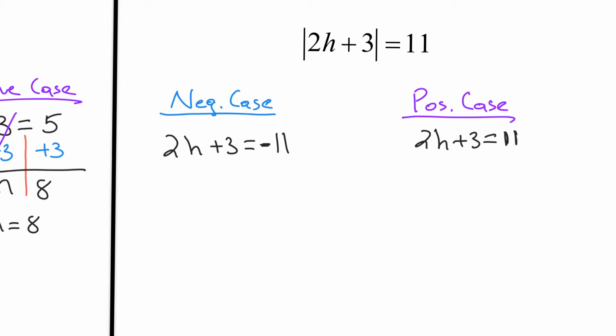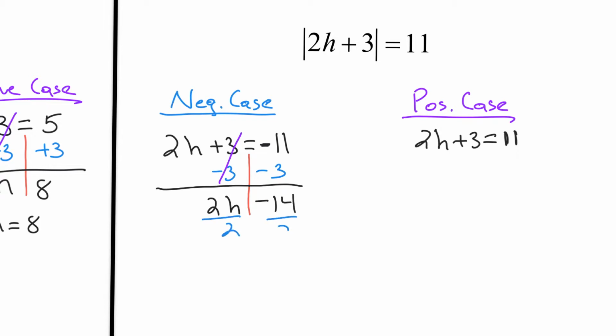For the negative case, I have what's inside of the absolute value, 2h plus 3 right here. And this number, I turn it into negative. Over here, same thing, 2h plus 3, but I keep this number as a positive number. Now we need to solve each equation. So I am going to draw the line. I'm going to do the opposite of the constants right here. So those 3's cancel. I bring down the 2h, and I get -14 on this side. I'm going to divide by 2. This turns into +1. So h equals -7. So that's one of my solutions.